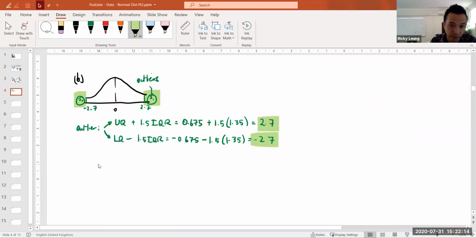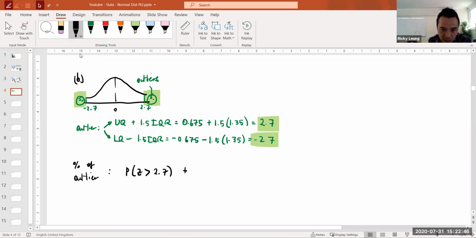So let's calculate the IQR rule. I want to know what percentage lies outside in these ranges of green, which means that they're outliers. So to be an outlier, the percentage of outliers is anybody with Z values greater than 2.7, that's these guys, plus anybody with Z values less than negative 2.7, they're these guys. And then using my table, I can find this now.